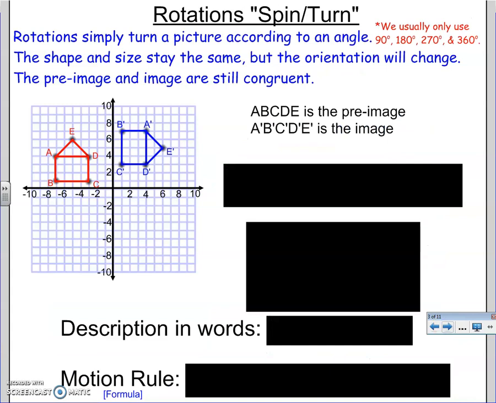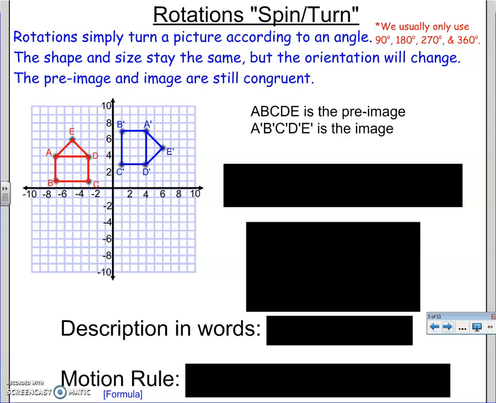So, rotations are the spin and turn. Rotations simply turn a picture according to the angle and the direction. We usually use 90 degrees, 180 degrees, 270 degrees, and 360 degrees. Now the shape and size stay the same, but the orientation will change. The pre-image and the image are still congruent because they can still overlap perfectly. They're the same sides and same corresponding angles.